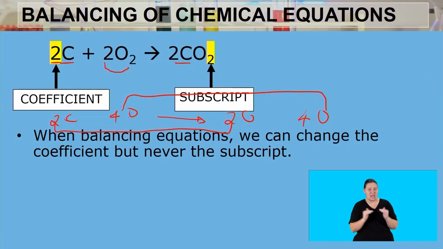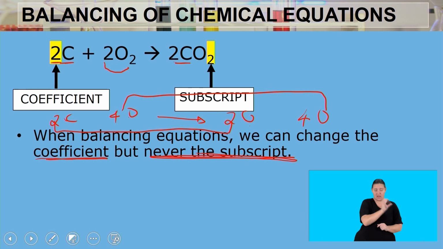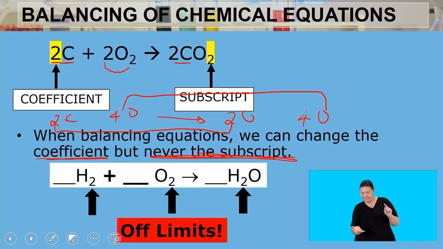However, when balancing equations, we can change the coefficient, but we never touch the subscript, because the subscript determines the fixed ratio of a particular compound. Once we change the subscript, we are changing the entire compound, which now goes back to say that now the type is no longer going to be maintained.